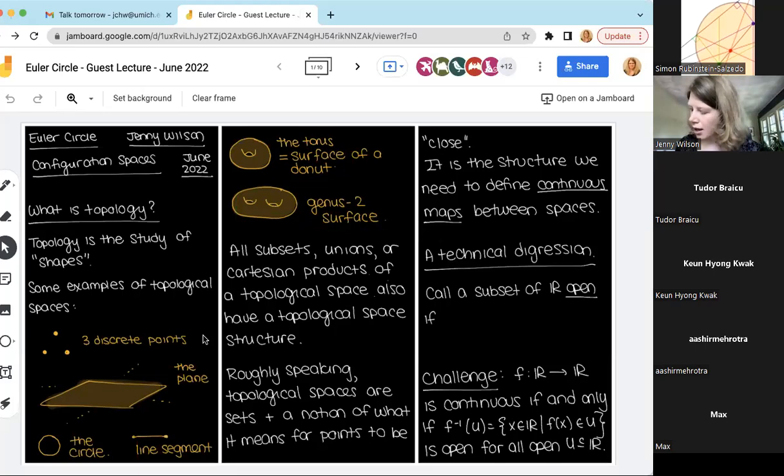Okay. And right, a topological space, whatever that structure is, if we have a collection of topological spaces, then we can use that to build new spaces using a variety of operations. For example, any subset of a topological space inherits a topological space structure. Unions of topological spaces are topological spaces. Cartesian products are topological spaces. And some of these operations will feature later in the talk.